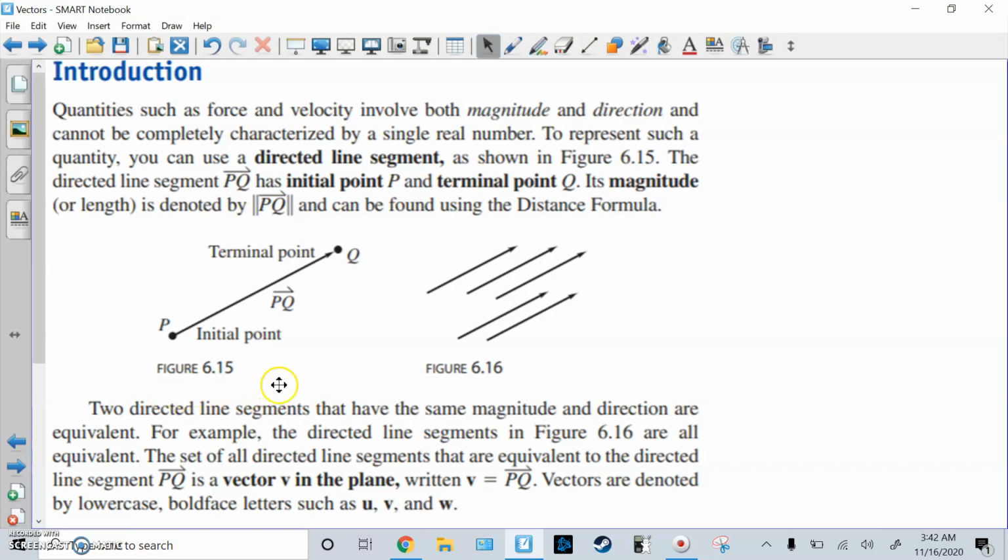Also, two directed line segments are the same or equal if they're the same magnitude and direction. So in figure 6.16, all these directed line segments are the same. They're the same length and they're the same angle or direction. These are also called vectors, and we write vectors using lowercase letters in bold.